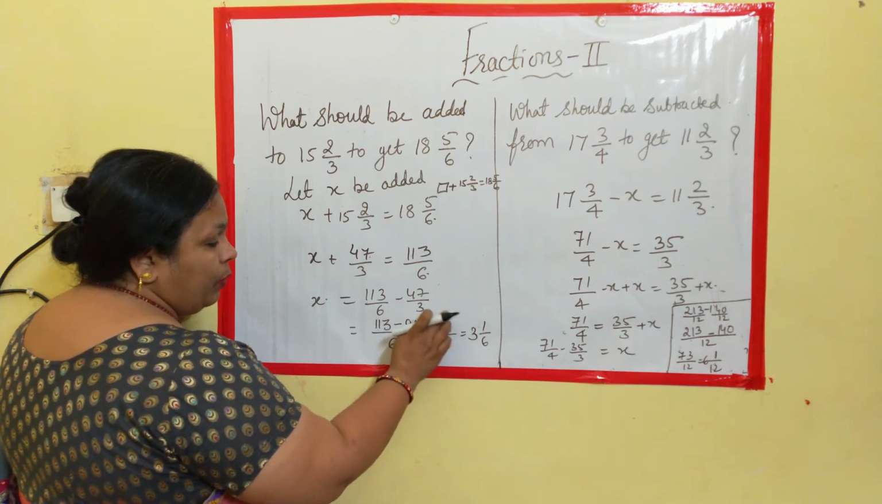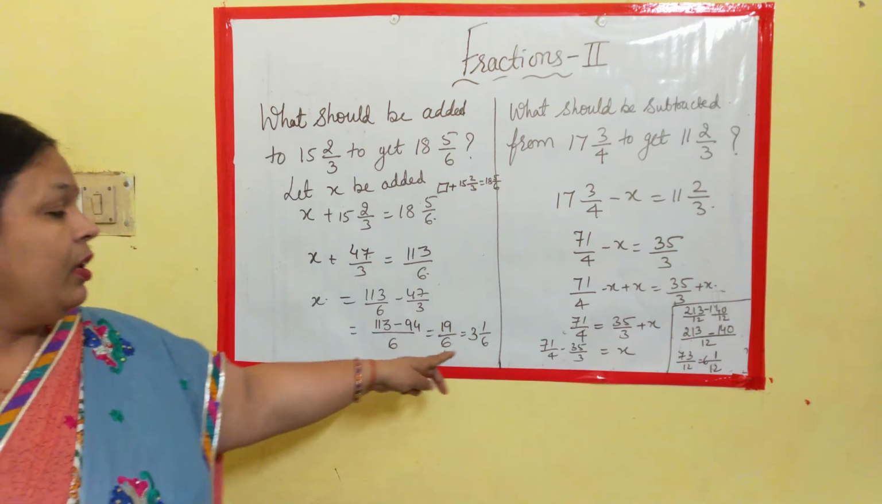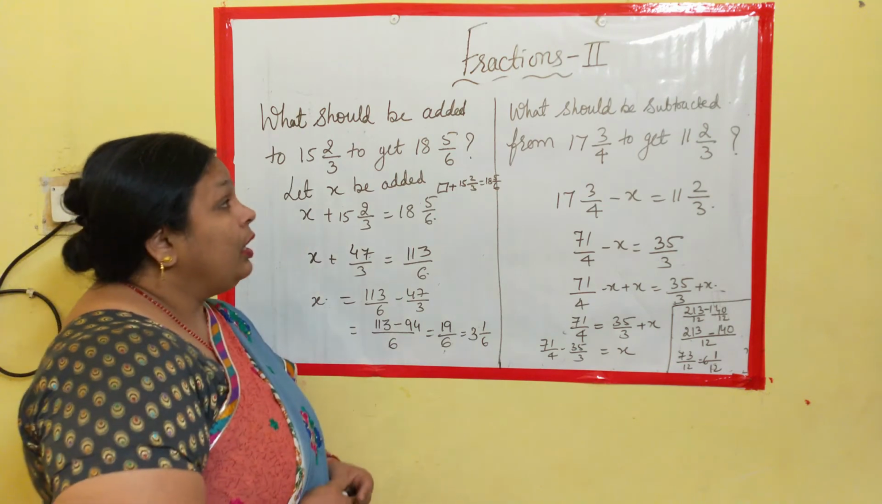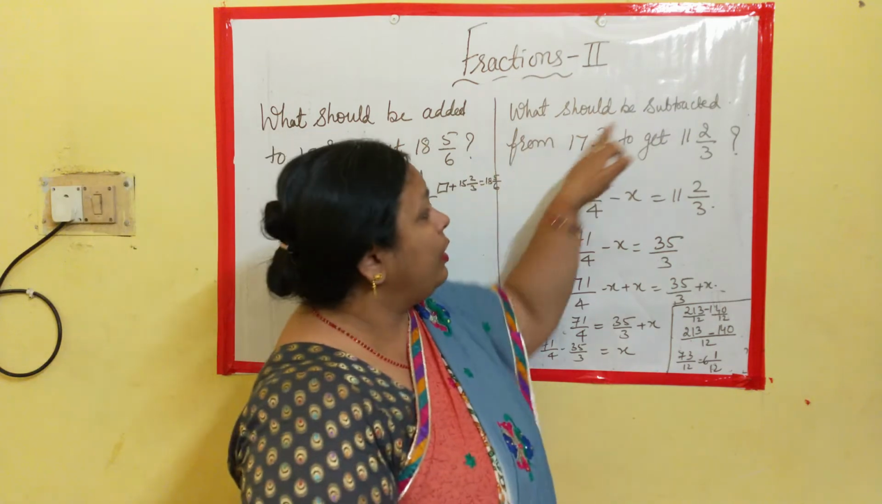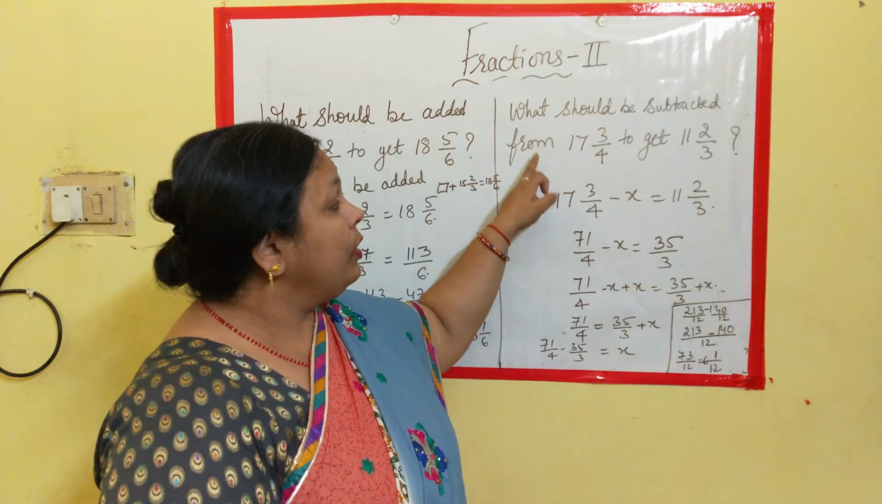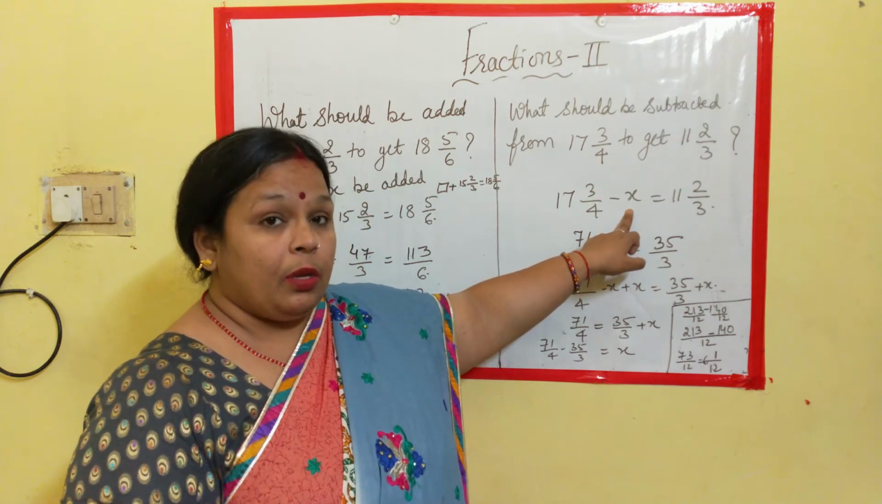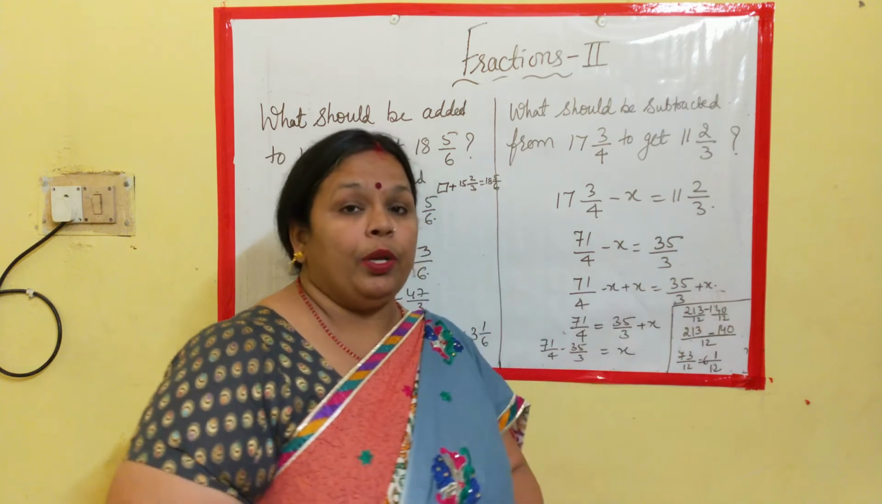This is an improper form, so it will be converted into a mixed fraction: 3 1 by 6, resulting in 6 3 is 18 plus 1, 19. Similarly, if the question, instead of being added, is subtracted from 17 3 by 4, x is to be subtracted, equals 11 2 by 3.